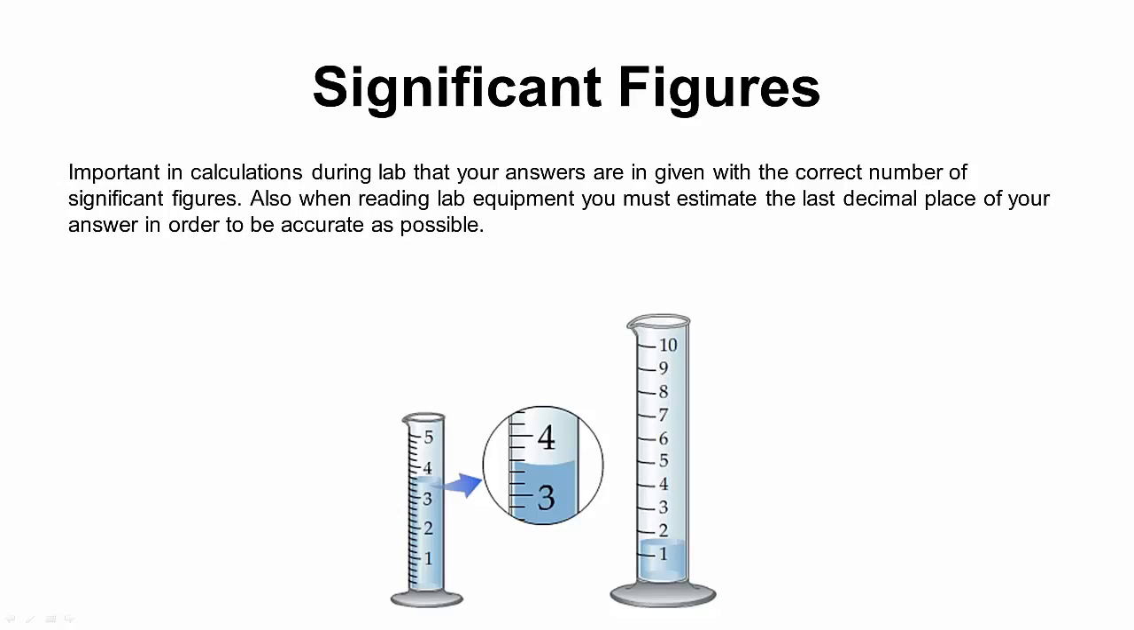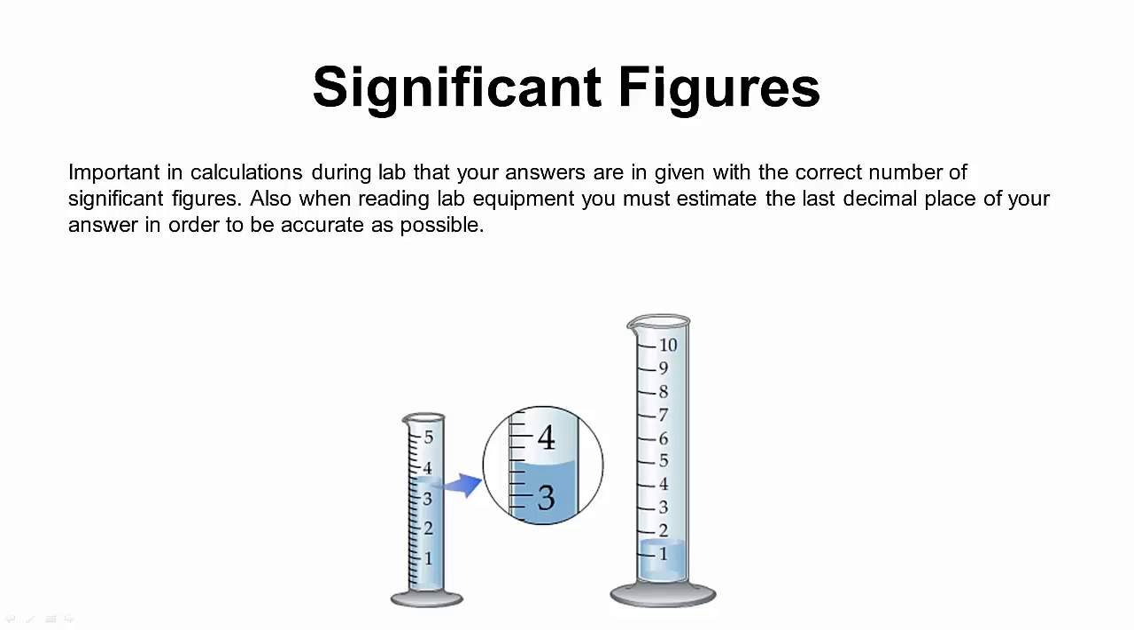Significant figures. This is a topic most of you should remember from Regents and Honors Chemistry. Sig figs are very important during lab calculations so that you give answers that are up to code with the accuracy of the lab equipment that you are using. When reading lab equipment, it's very important that you estimate the last decimal place of your answer in order to be as accurate as possible.